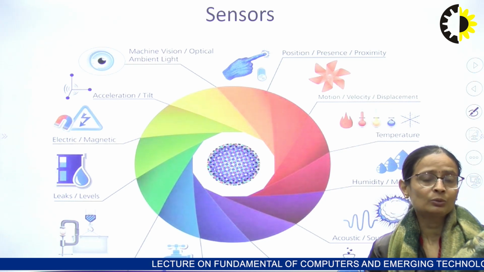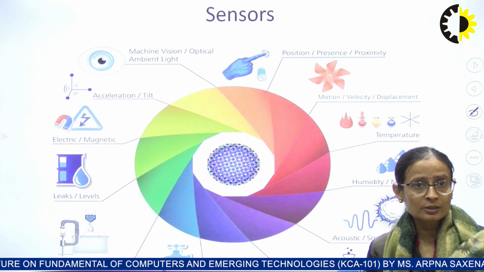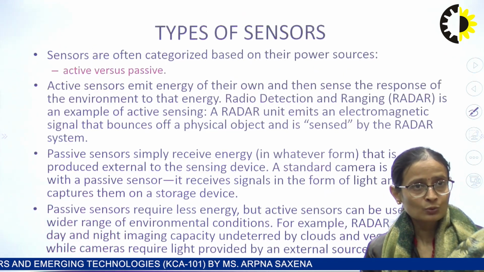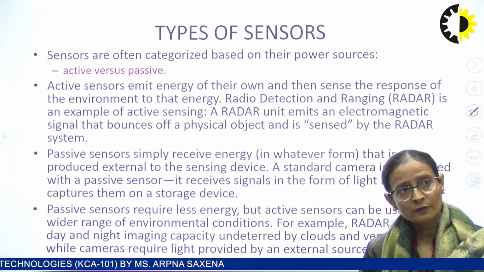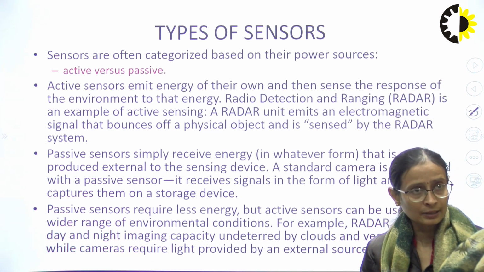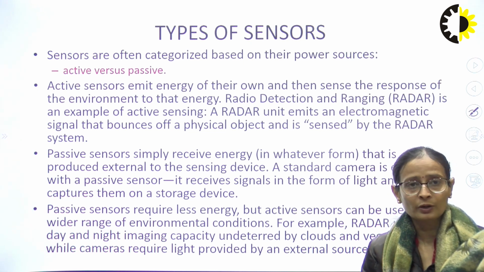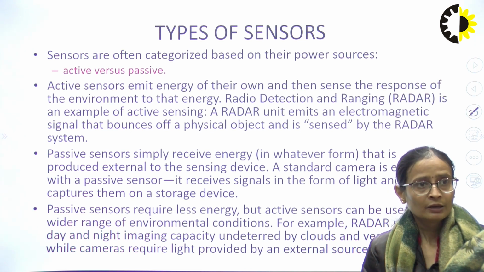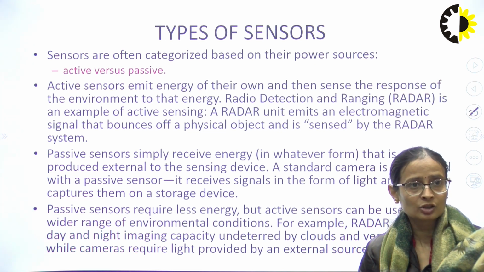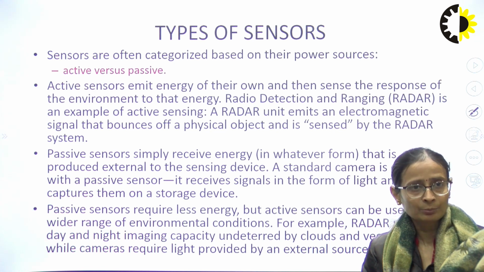Sensors: in this figure you can see various types of sensors. We could have sensors for acceleration, motion, temperature, humidity, acoustic, flow, force, leaks, and so on. We have 2 types of sensors, one is active and another is passive. Active sensors emit energy of their own and then sense the response of the environment to that energy, for example, your radar system. Whereas passive sensors simply receive the energy, they cannot emit energy, and on the basis of it they can sense the environment, for example, your temperature sensors.